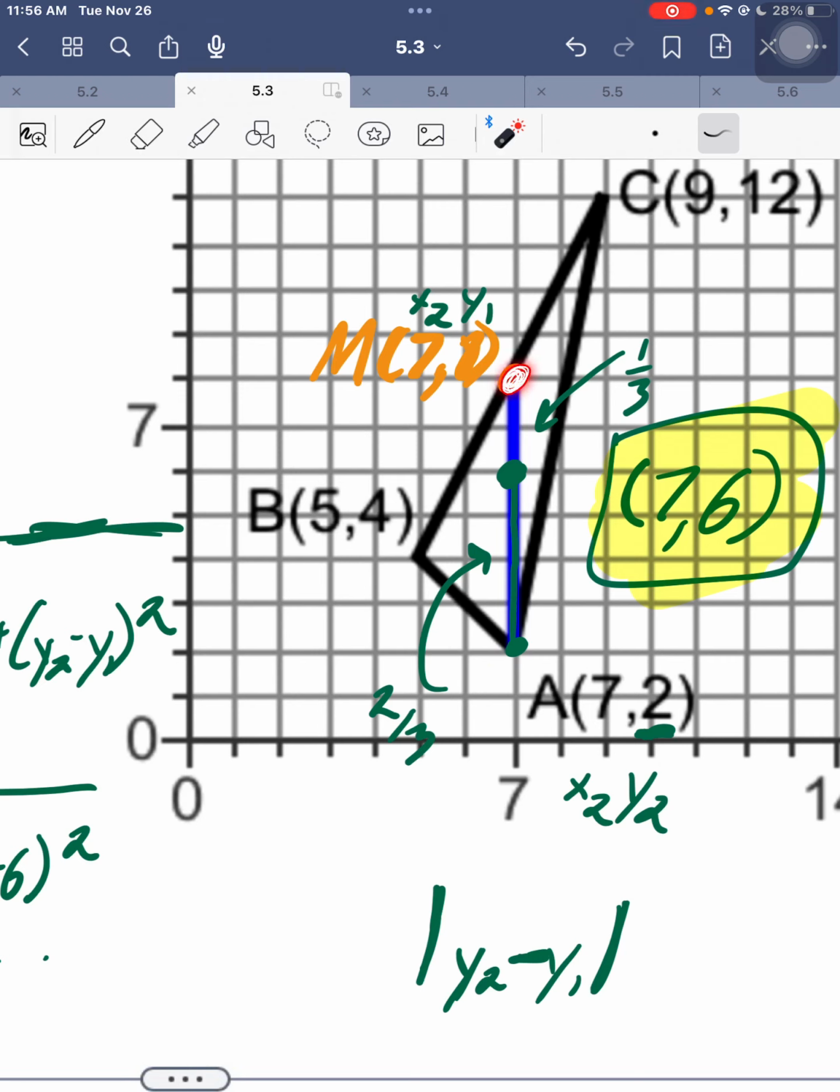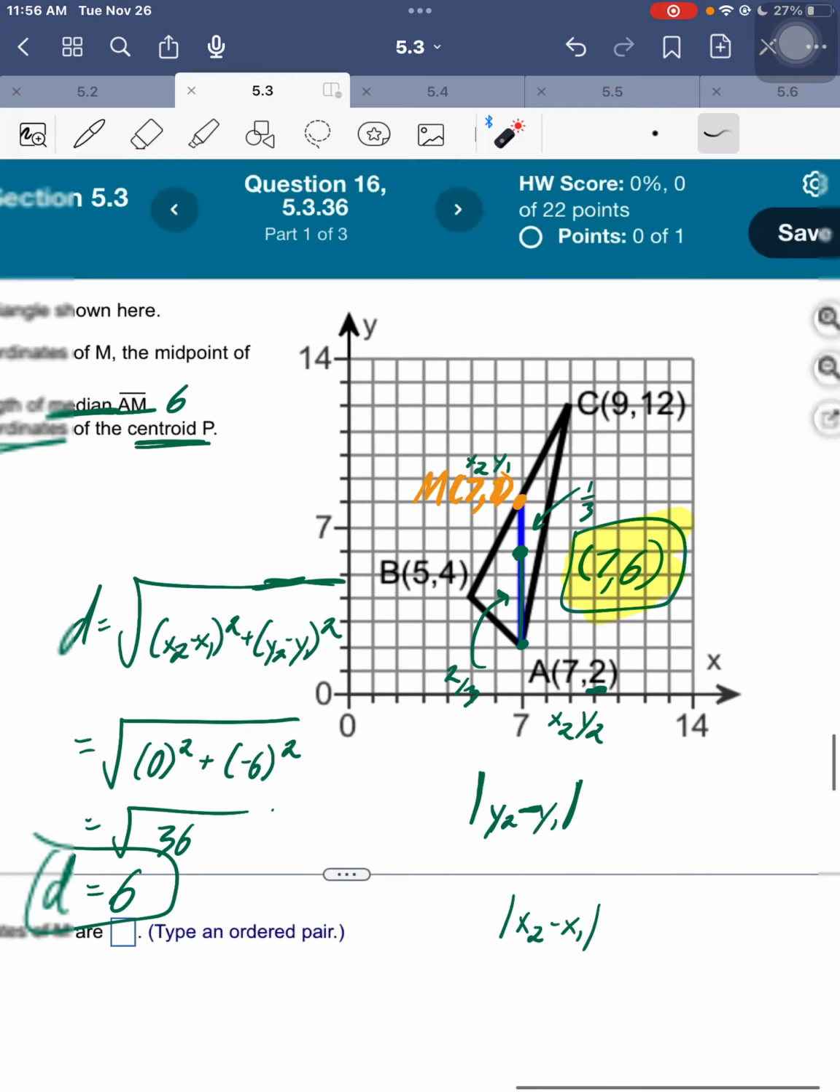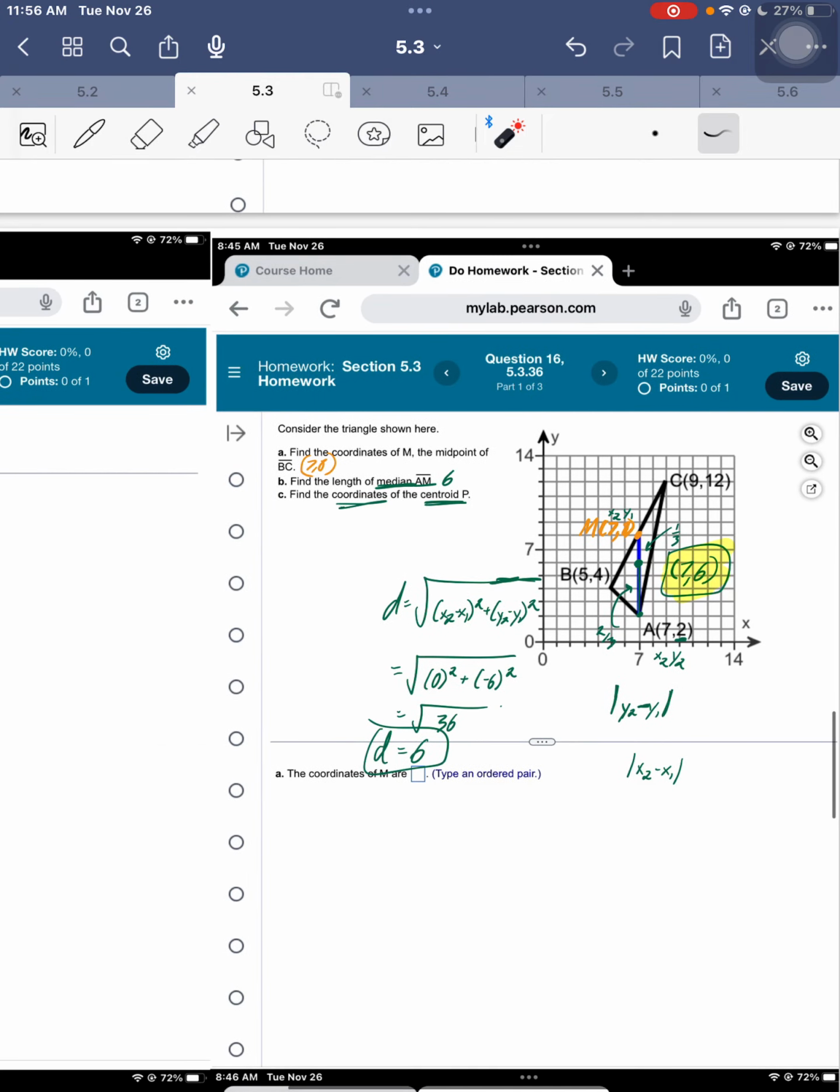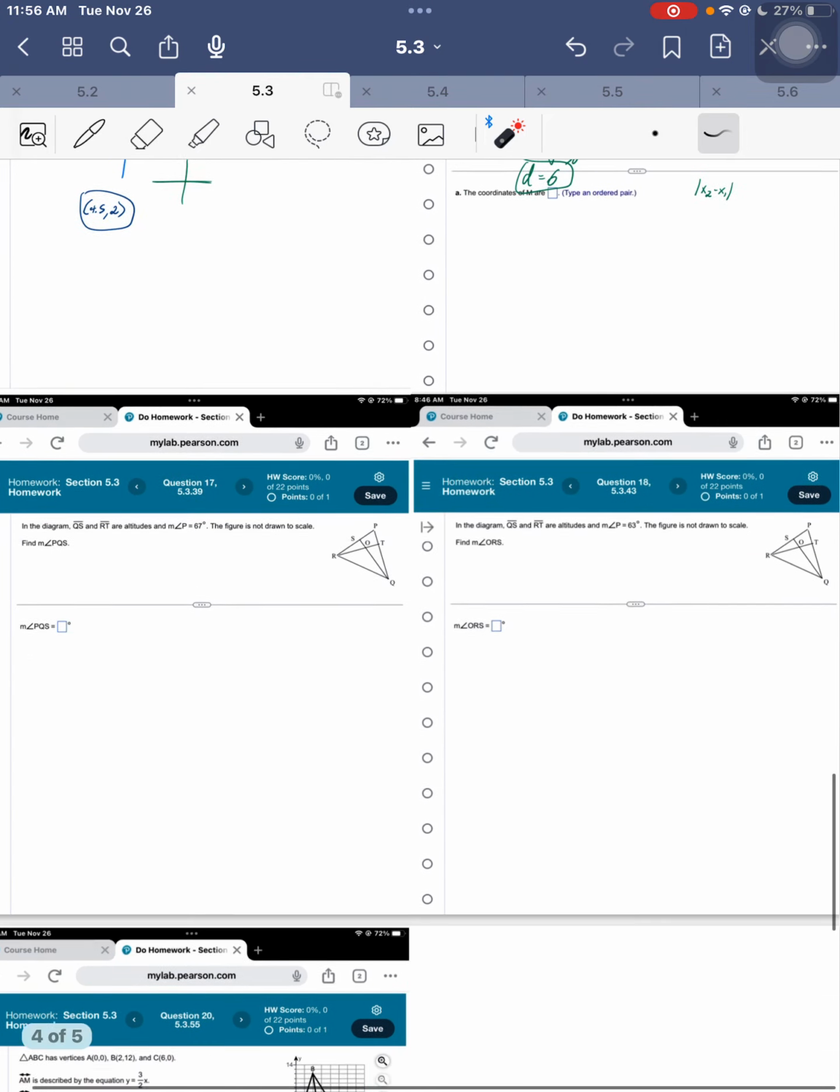I don't know why you would, but you could have. So to go from the midpoint of the opposite side to my centroid is how much of the portion? 1/3. What is 1/3 of 6? 2. So what is 8 minus 2? 6. I would have kept my same x, because I'm going just down, and now I would go 2 toward the bottom. So instead of 8, I'd have 7, 6. Either way, you're still going to get your 7, 6 answer. Okay? So we should all know how to do this, okay?